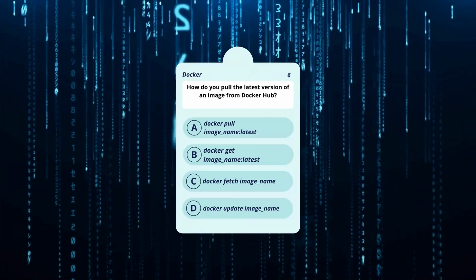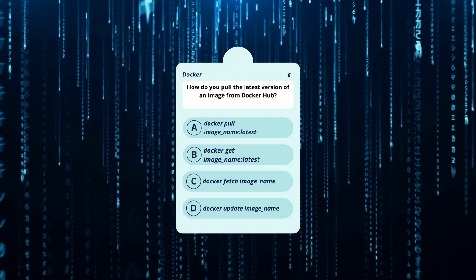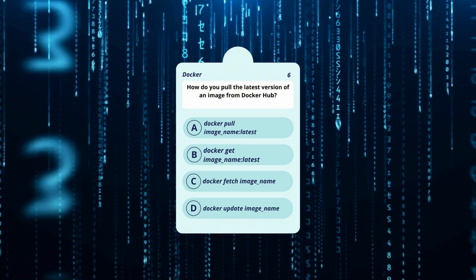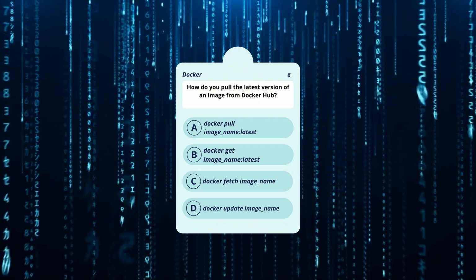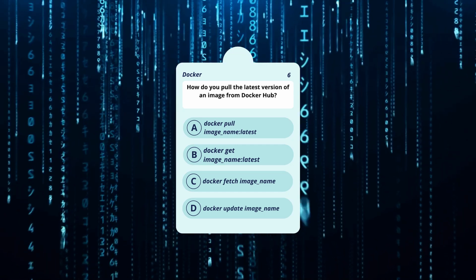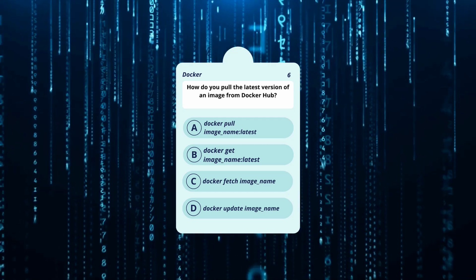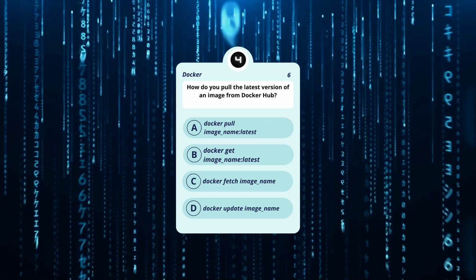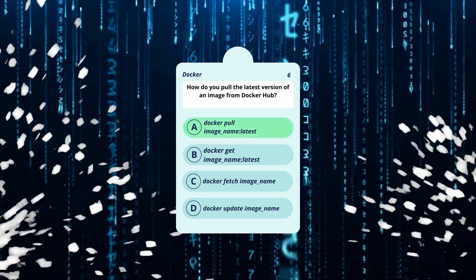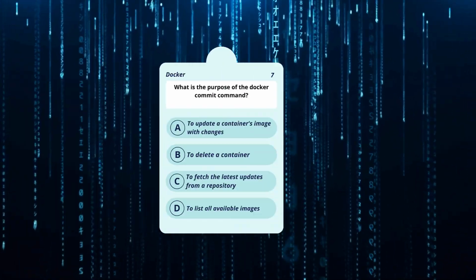Docker images. How do you pull the latest version of an image from Docker Hub? A. docker pull image_name:latest. B. docker get image_name:latest. C. docker fetch image_name:latest. D. docker update image_name. Answer: A.